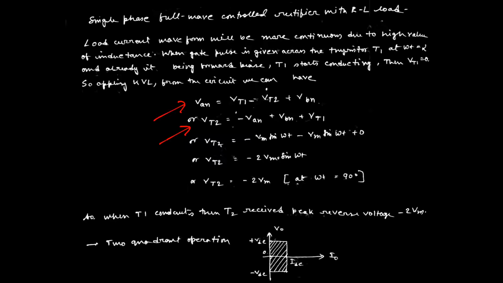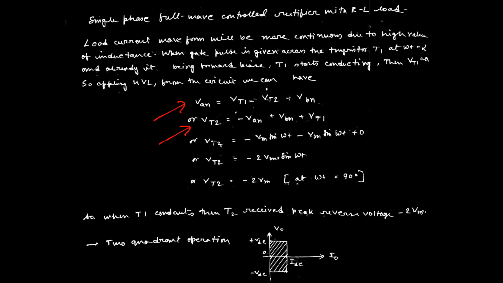Why are we going to calculate the term VT2? As we know, in the positive half cycle, VT1 is triggered, but VT2 is in the off state. That is why our approach is to find out how much voltage will appear across VT2 when the switch is in off state, or we are going to find out the blocking voltage across VT2. That is why we have changed the expression in this way.